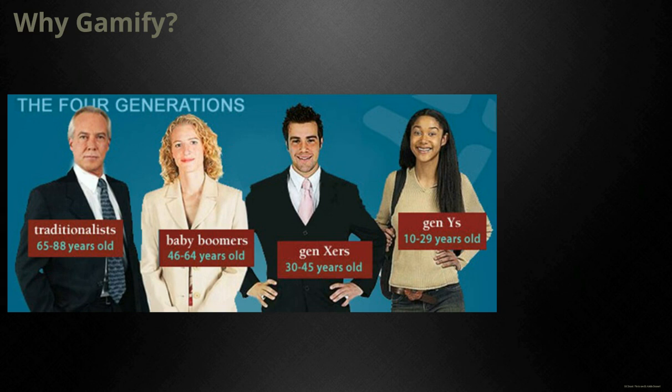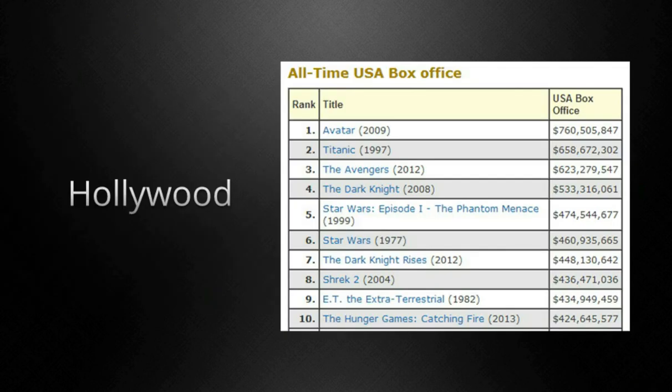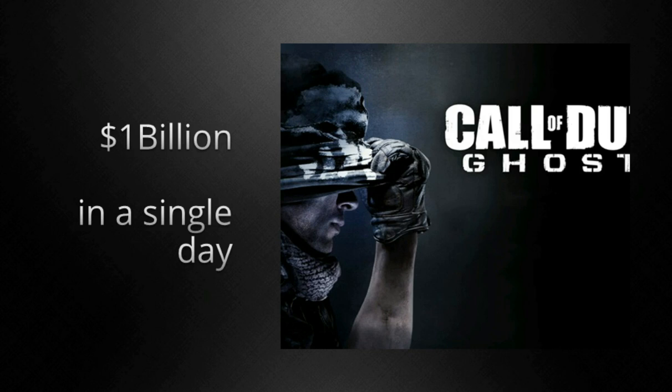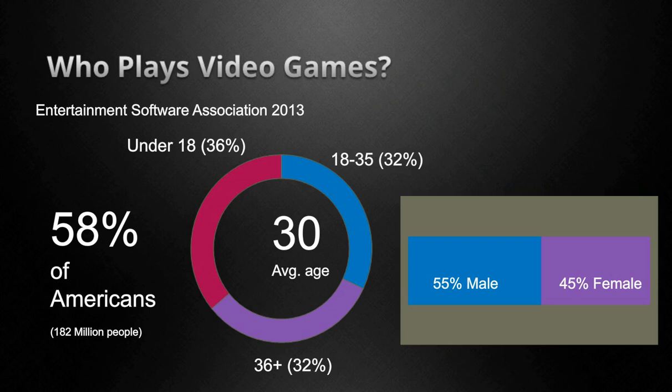But let's fold in the video game model. How powerful is it today? Well, the #1 movie in Hollywood was Avatar at $760 million. But the video game industry is $1 billion a day. It's crazy. Who plays video games? 58% of Americans, that's who. The average age is 30, slightly more men than women. 55% of the audience is male. But you can see there's a pretty even distribution between under 18, 18 to 35, and over 35.